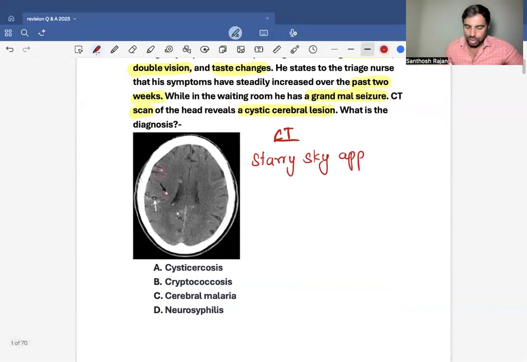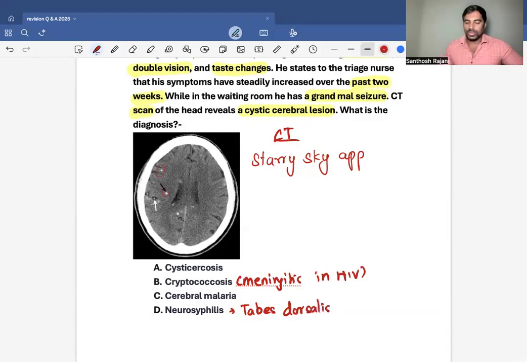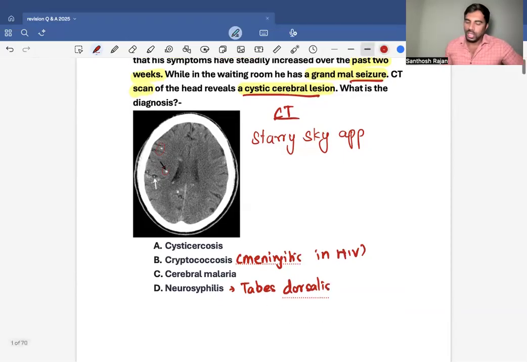Then, cryptococcosis would be meningitis. It is the most common cause of meningitis in HIV patients. That is the second one. Cerebral malaria, no, in cerebral malaria you don't have a cystic lesion. They can have symptoms of mostly encephalitis or meningitis, but they don't have this type of symptom, especially no cyst. Neurosyphilis, tabes dorsalis is the most common one. That also has totally different symptoms. So this seizure and this cerebral cystic lesion are enough to say that this is neurocysticercosis.